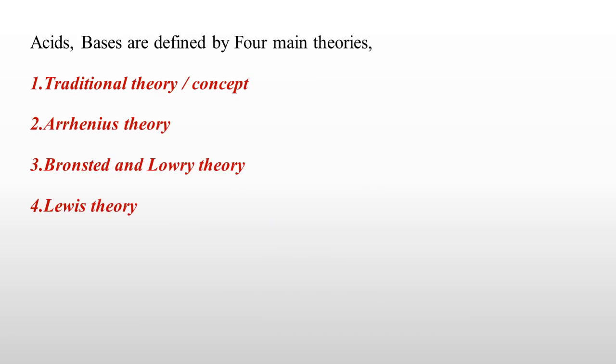Acids and bases. There are four main theories regarding the definition of acids and bases. These are traditional theory or traditional concept, Arrhenius theory, Bronsted and Lowry theory, and Lewis theory.